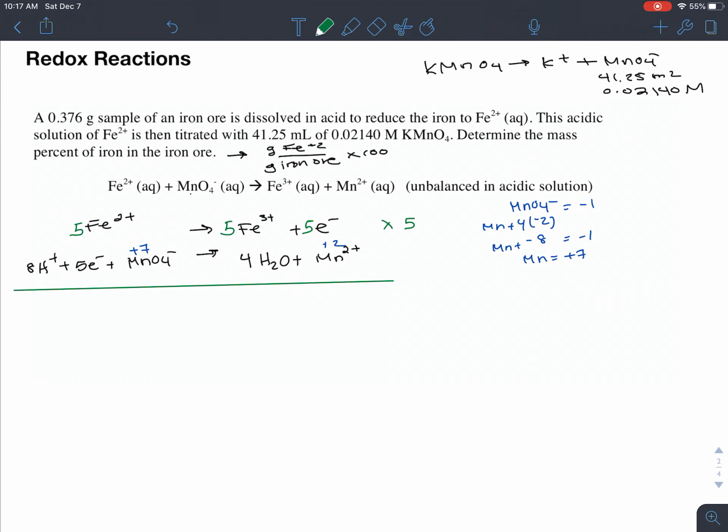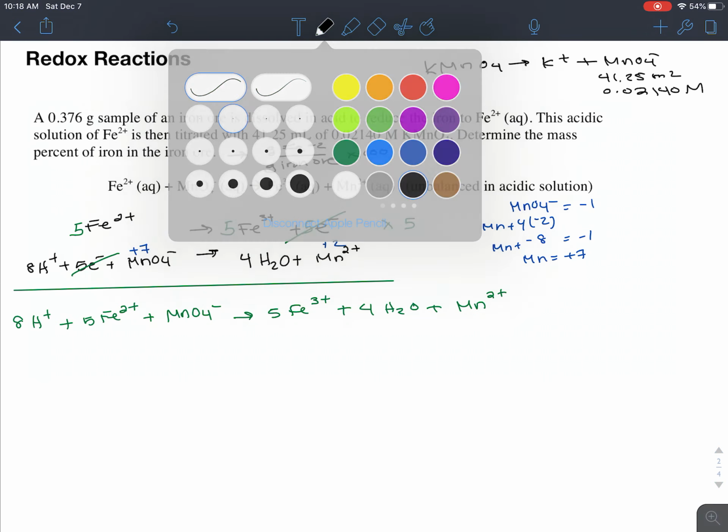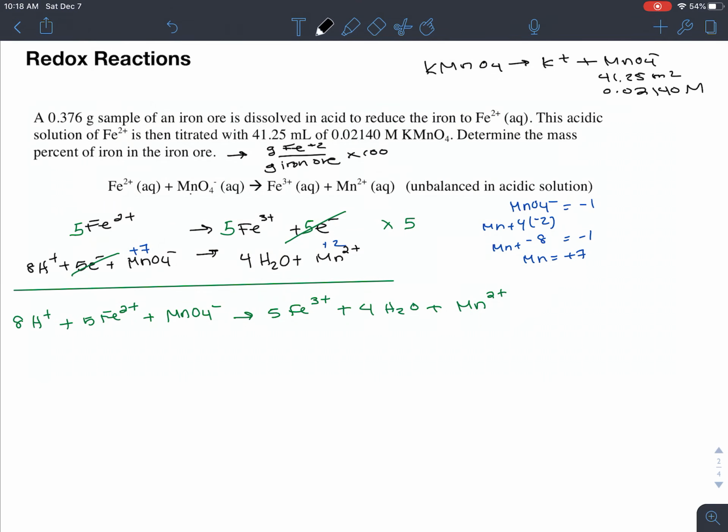Then if I sum the whole thing together, I will get 8 hydrogen ions plus 5 iron 2+ ions plus permanganate. 5 electrons cancel out, goes to 5 iron 3+ plus 4 H2O and 1 manganese 2+. Now I am completely balanced and I can see the relationship between permanganate and iron 2+.